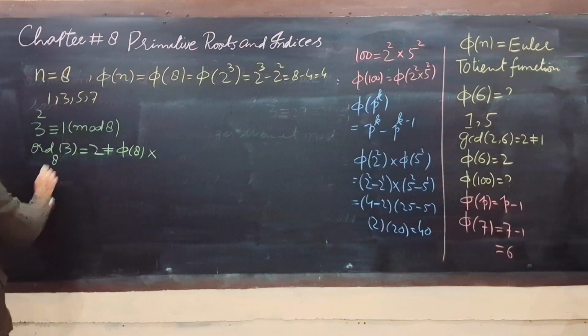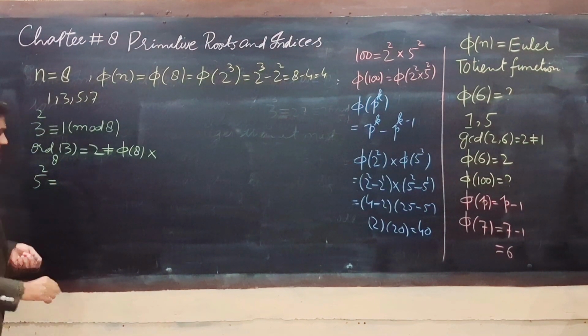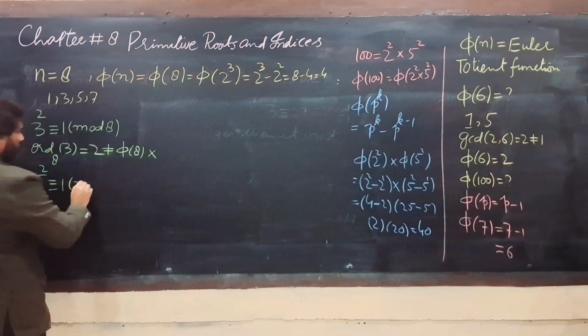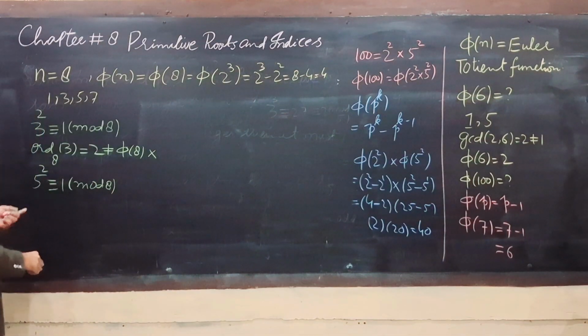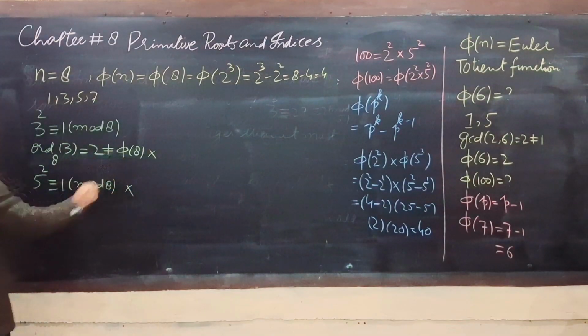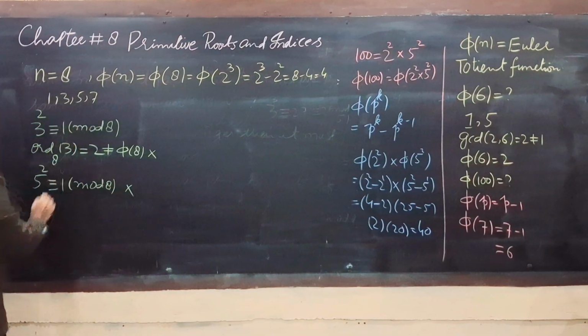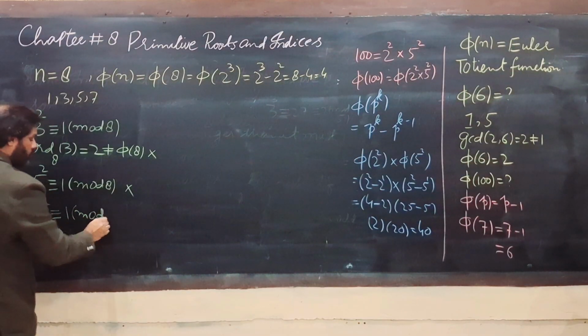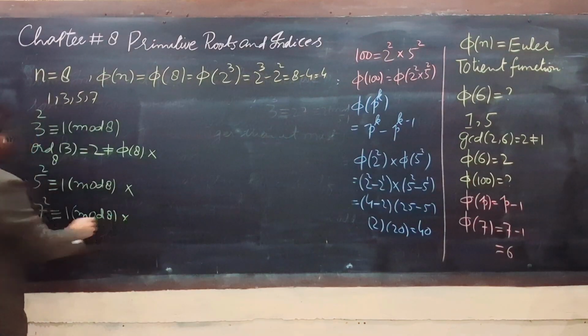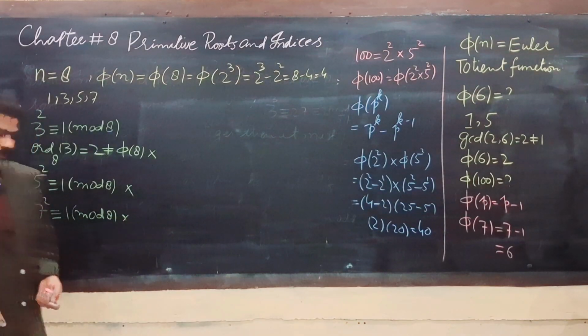Now consider 5. 5 squared is 25. 25 is congruent to 1 modulo 8. This also shows that the order of 5 is 2, which is not equal to phi of 8. Next, consider the last integer, 7. 7 squared is equal to 49, and 49 is congruent to 1 modulo 8. It means the order of 7 is also 2.